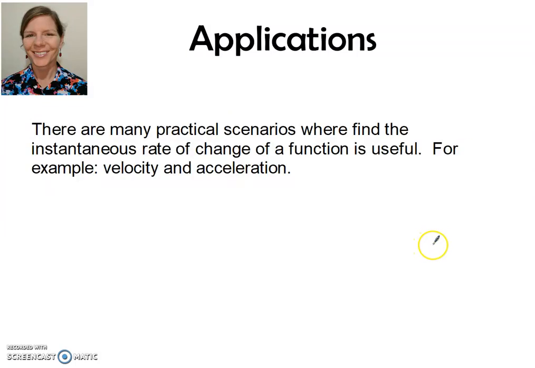Okay, so there are many practical scenarios where finding the instantaneous rate of change of a function is useful. So one big one is velocity and acceleration, because of course if you differentiate a time displacement graph, you end up with velocity. And then if you differentiate your time velocity graph, you end up with acceleration. Okay, and for those of you doing physics, you may have come across this already, and what you should find is suddenly all those physics equations that seemed a little bit random suddenly make a whole lot more sense.